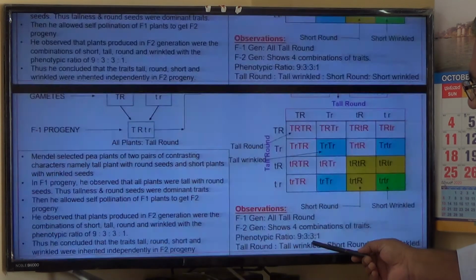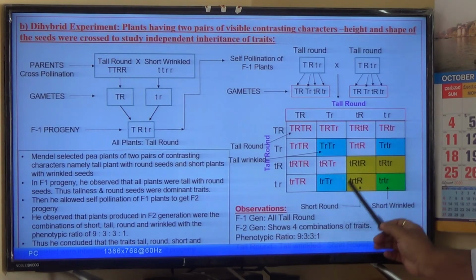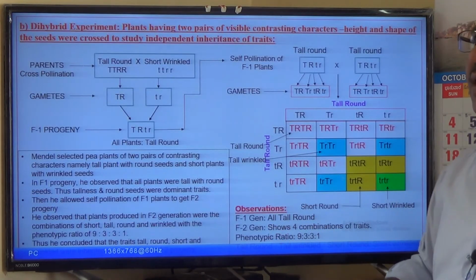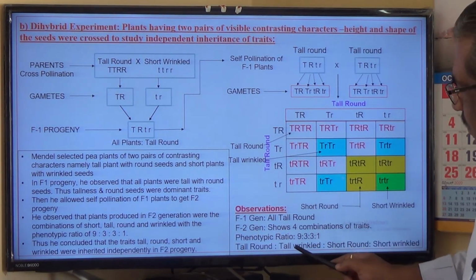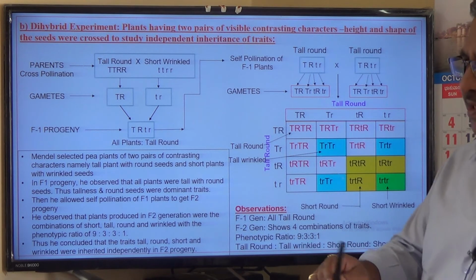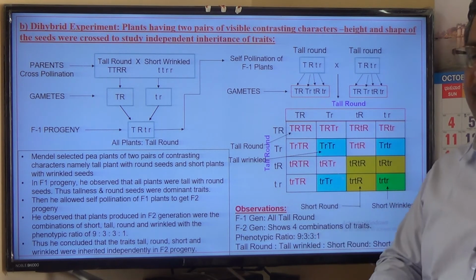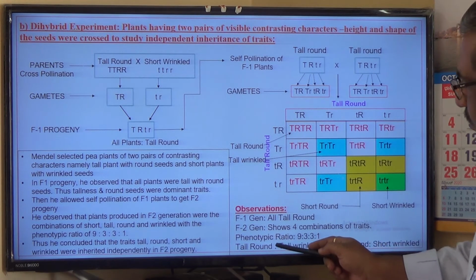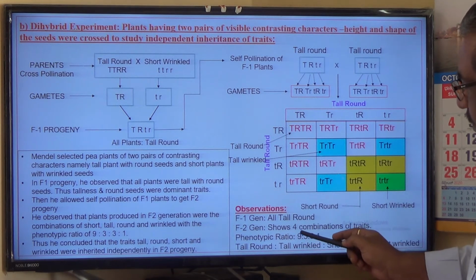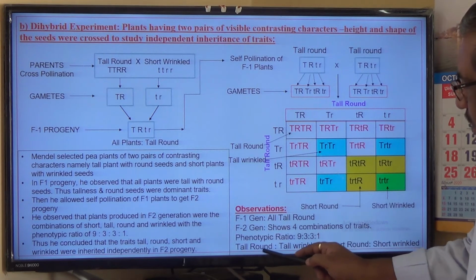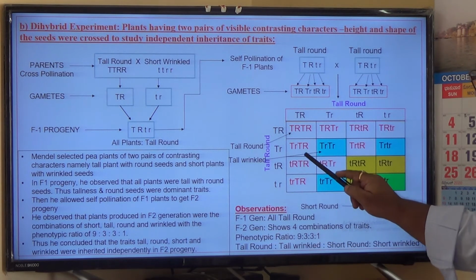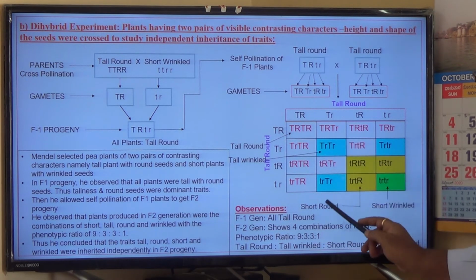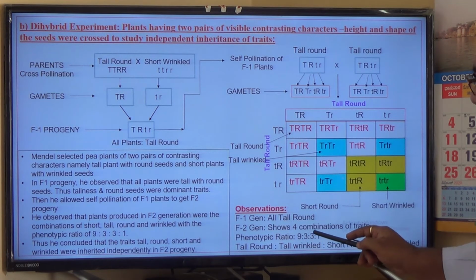9:3:3:1, in order to get this ratio, you have to have the Punnett square drawn. I think I'll stop it and now explain. Here it is very important, students, that in order to write this phenotypic ratio, phenotypic meaning the ratio of observable traits, this combination of tall round, tall wrinkled, short round and short wrinkled should be read from this chart. So unless you prepare this chart, you will not come to know what is that 9:3:3:1 ratio.